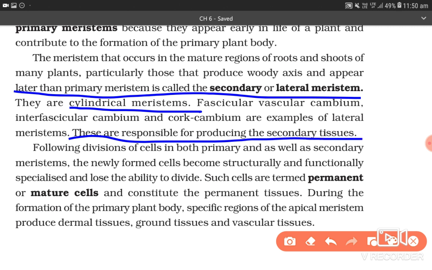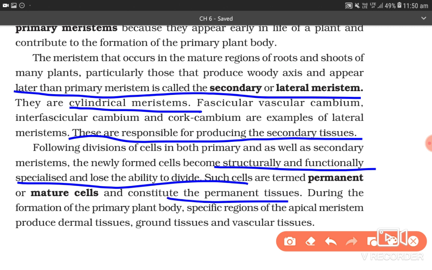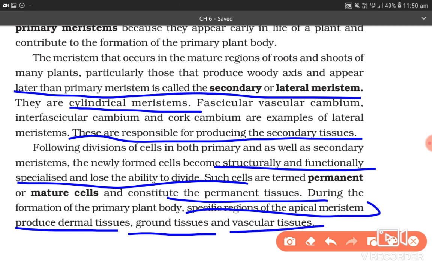Following divisions of cells in both primary as well as secondary meristem, the newly formed cells become structurally and functionally specialized and lose the ability to divide. Such cells are termed as permanent or mature cells and constitute the permanent tissues. During the formation of primary plant body, specific regions of apical meristem produce dermal tissue, ground tissue, and vascular tissue.